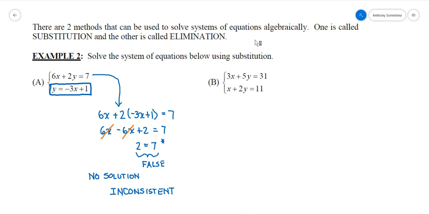The fact that I have this x with nothing in front of it is what would lead me to say, okay, I'm going to solve this one for x. And it only takes one step. x is negative 2y plus 11.